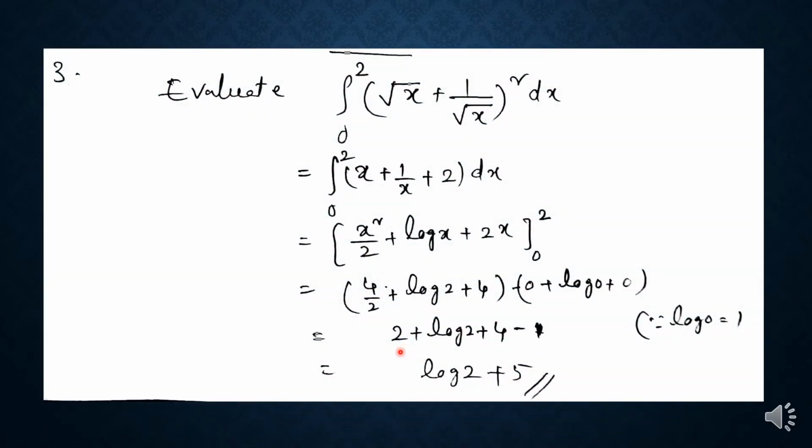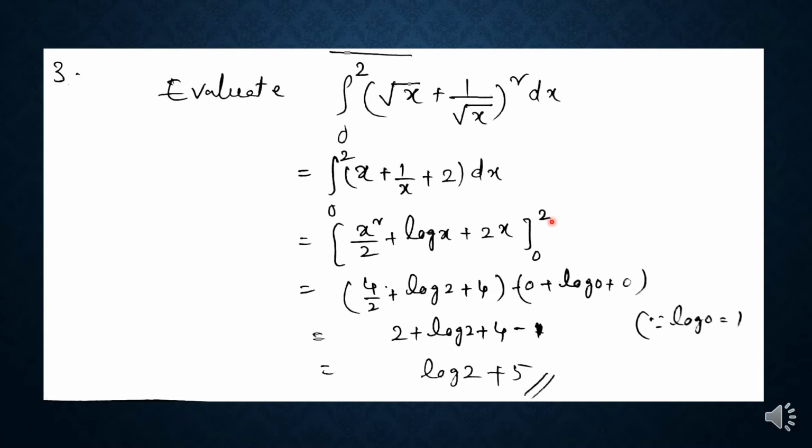Next, evaluate the integral from 0 to 2 of (root x plus 1 by root x) whole square dx. At first we have to expand (a plus b) whole square from here. Integral 0 to 2 of x square plus b square plus 2ab, that is x plus 1 by x plus 2 dx. Now integrate each term individually, then it becomes integral x dx, x square by 2, plus integral 1 by x dx, that is log x, plus integral 2 dx, that is 2x, from 0 to 2.